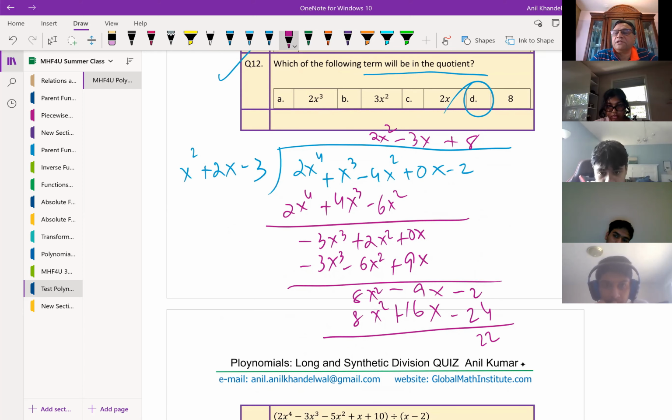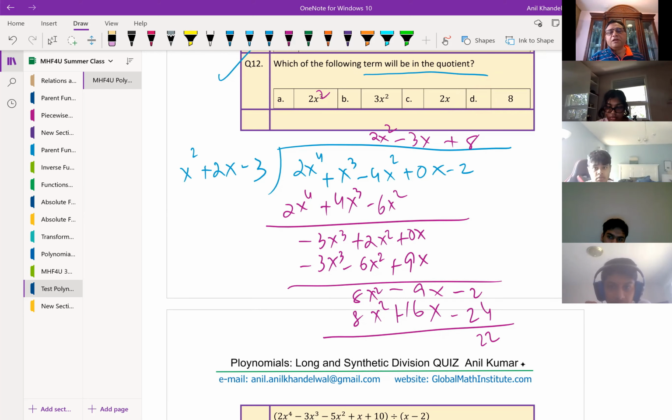Do you get the same result, all of you? Yes, sir. Okay, it seems correct. So we'll go with this. I think I made a mistake. It should have been 2x squared here, and that is why no answer is matching, correct?